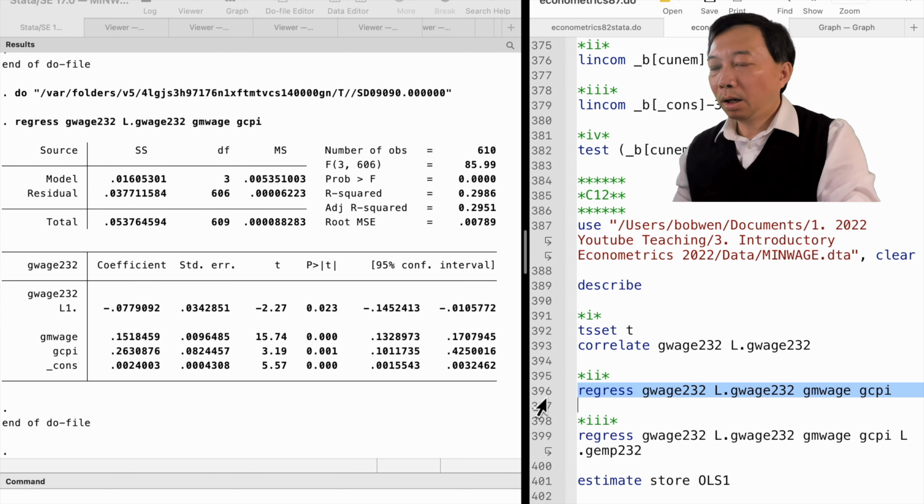Yes, a 10% increase in the federal minimum wage leads to a contemporaneous increase in the average wage in sector 232 by 1.5%. The effect is statistically significant at the 1% level.